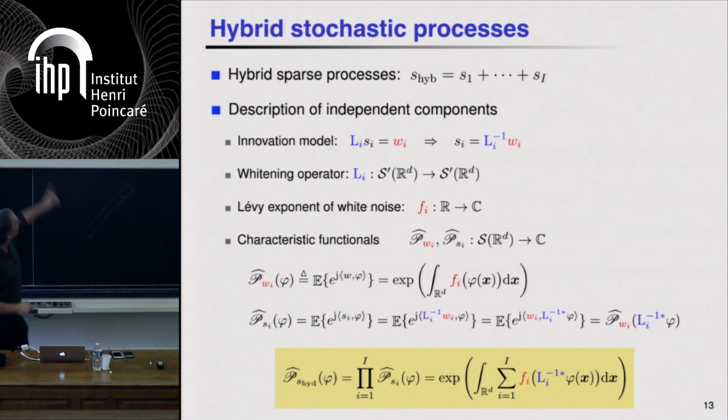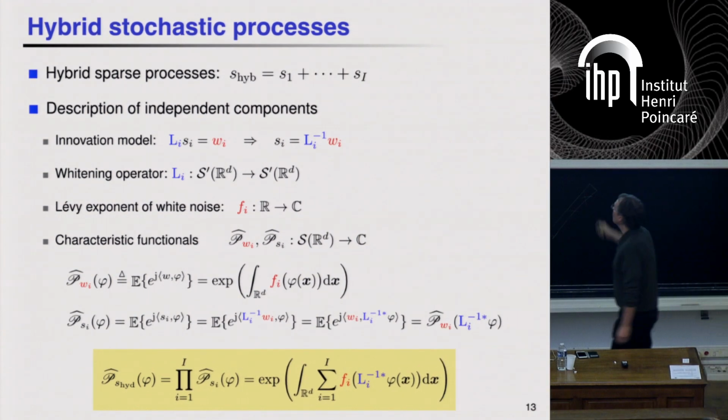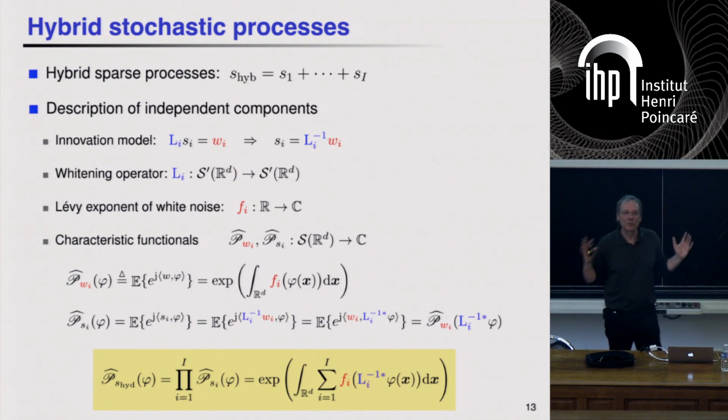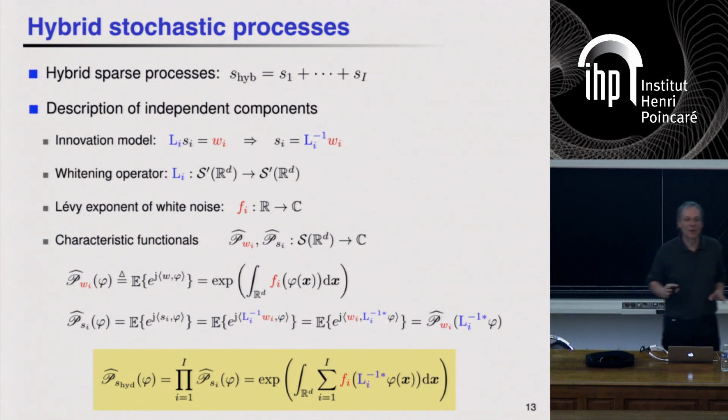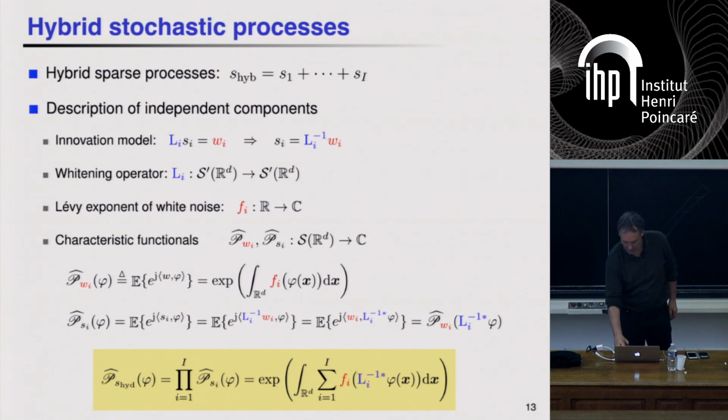Now, when the components are independent, that's a fantastic property of characteristic functions, but it also works in infinite dimensional characteristic functionals. Actually, you get the product here, and because of the exponential, you can transform it into a sum. So this is a complete characterization of those hybrid processes. You would say, okay, maybe not very useful, but at least mathematically, we can write it like that.